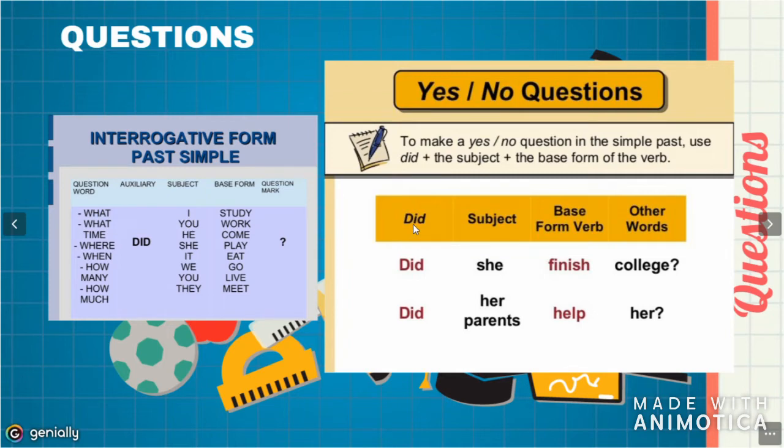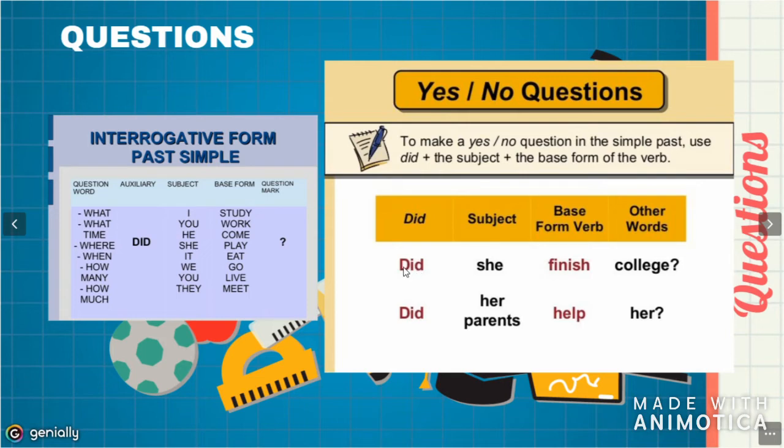Y la estructura es auxiliary verb, subject, base form verb, and the complement. Si se fijan, comparten la estructura. Sin embargo, las yes or no no tienen las question words. Entonces, auxiliary verb, subject, base form verb, and the complement.